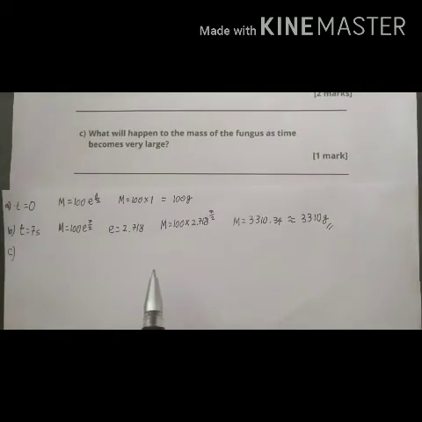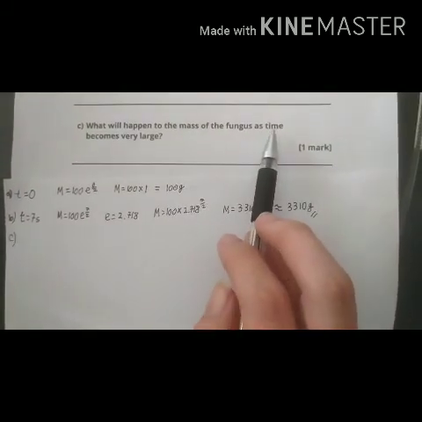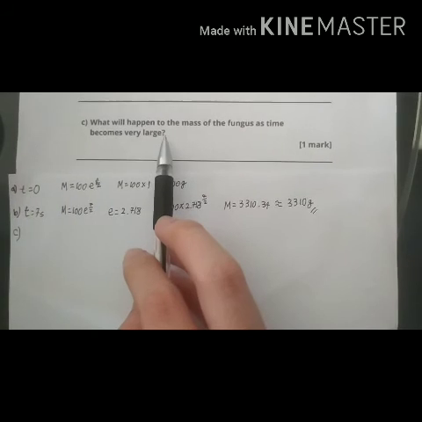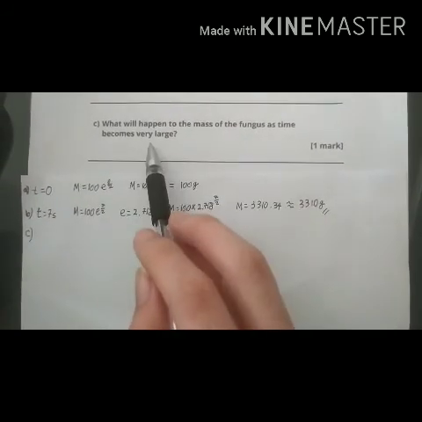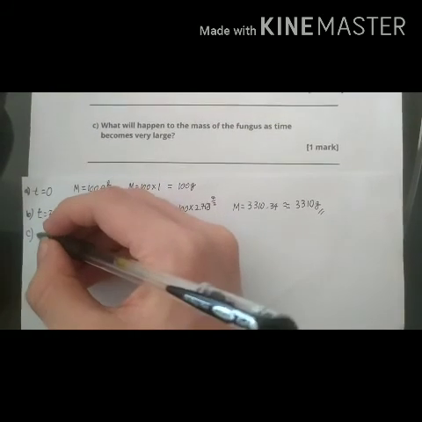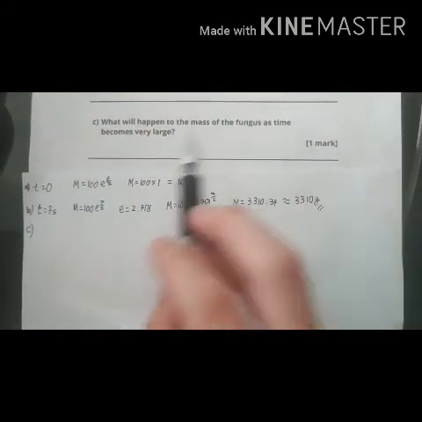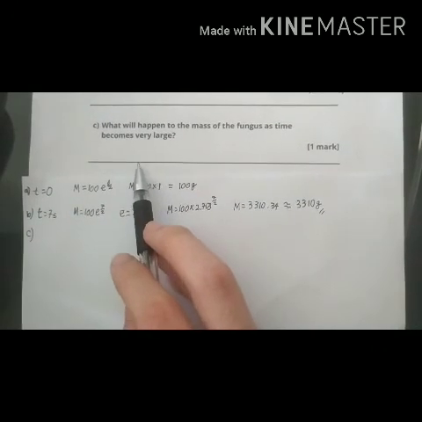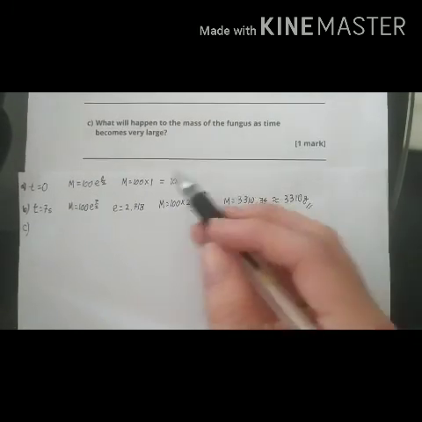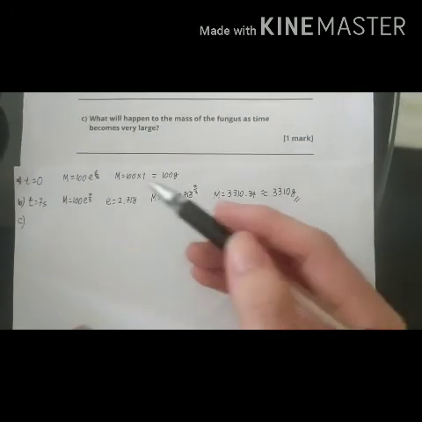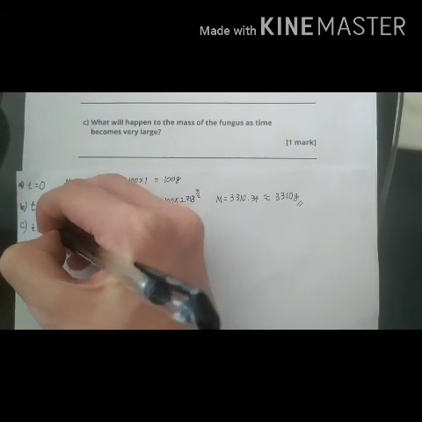And now for the last part, it is stated that time becomes very large. And what will happen to the mass of the fungus when time is very large? So if it is not stated what the time is, and time is unlimited, we can consider that time equals infinity.